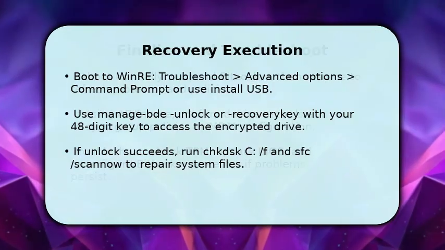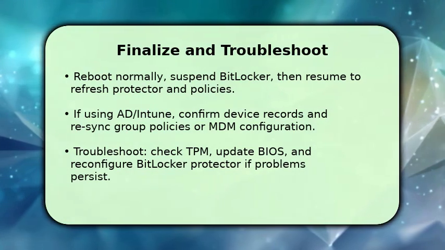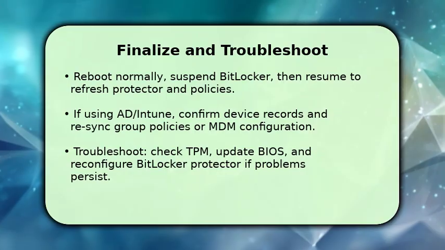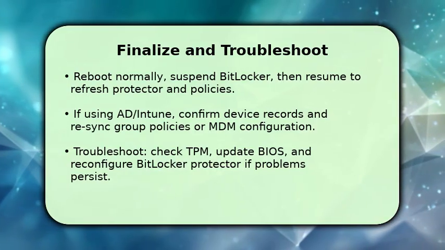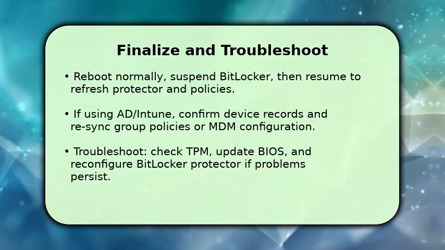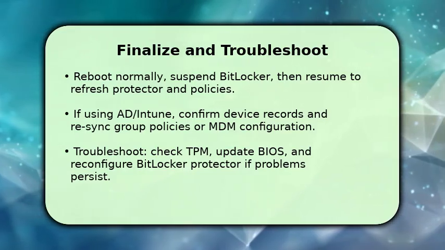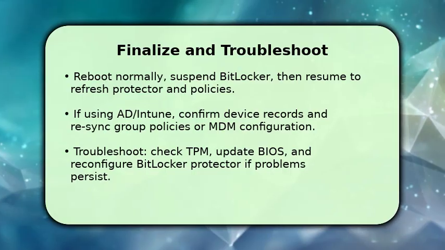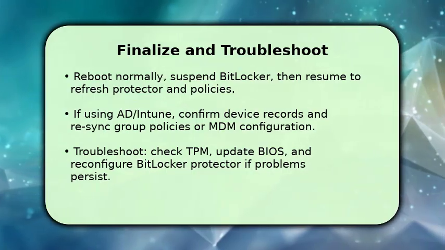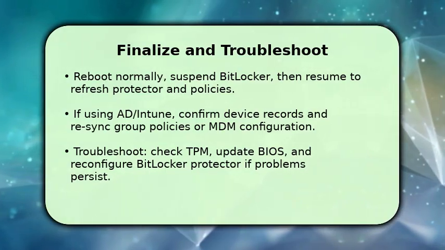You finish by rebooting into Windows, suspending BitLocker briefly so Windows can update the protector, and then resuming it to refresh the key protector and group policy. Make sure BitLocker status shows as fully enabled with a valid protector. If AD or Intune manages keys, verify the device record and force a policy sync.